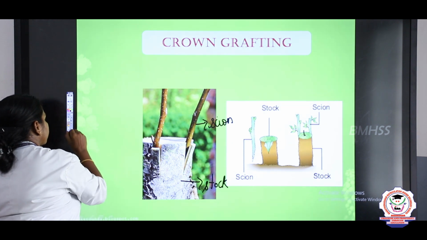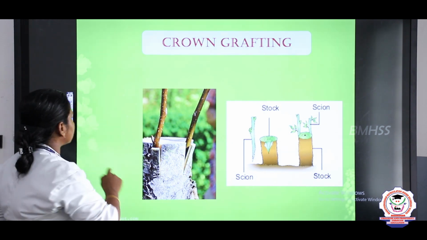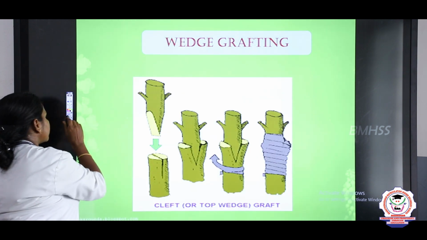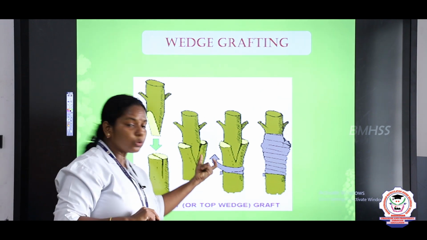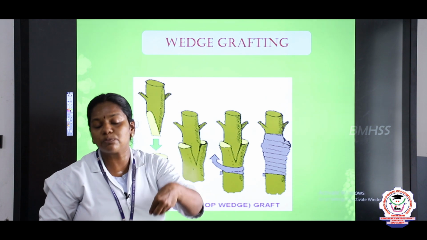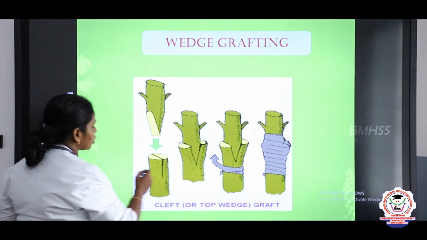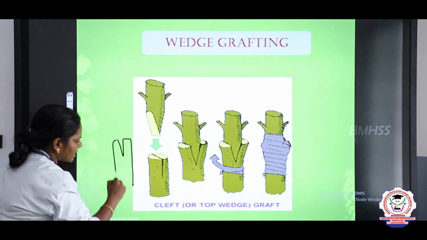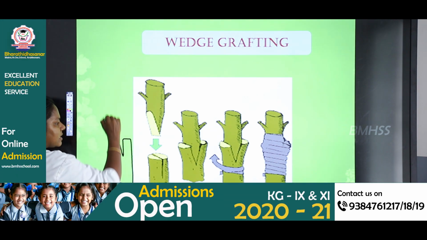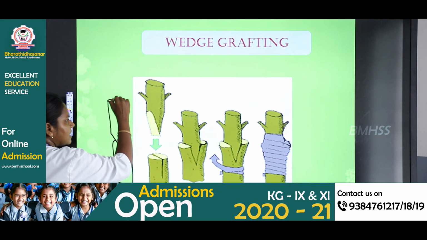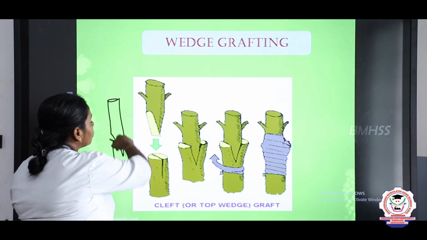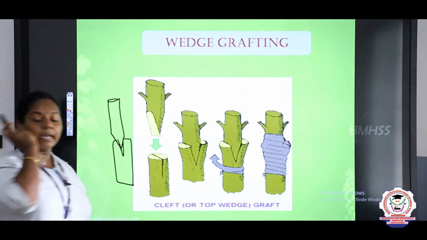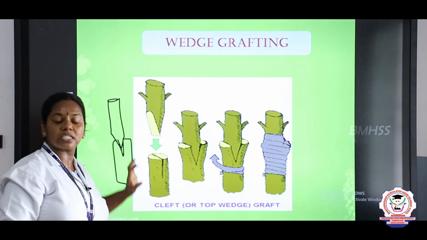So crown grafting, plants of different thickness are taken. And next we are going to discuss wedge grafting. What do you mean by wedge grafting, children? Here two plants are taken and a small slit is made into the stalk. Imagine this is a stalk and a small slit, what do you mean by slit, children? Like this. A small slit is made into the stalk and the scion is inserted and the cambium of the two plants are joined together, then they are bound by the tape and later it grows into a new plant. So this is how the wedge grafting is done.